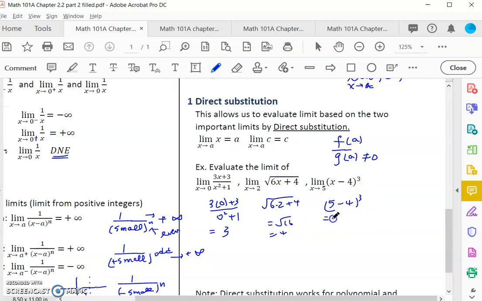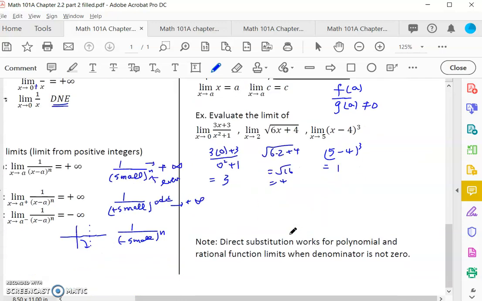The limit is 1. That means if I get a table of values or if I graph them, for values that are close to 5, f of x will be close to 1. Okay, so again, a warning: direct substitution will only work if the denominator is not 0.